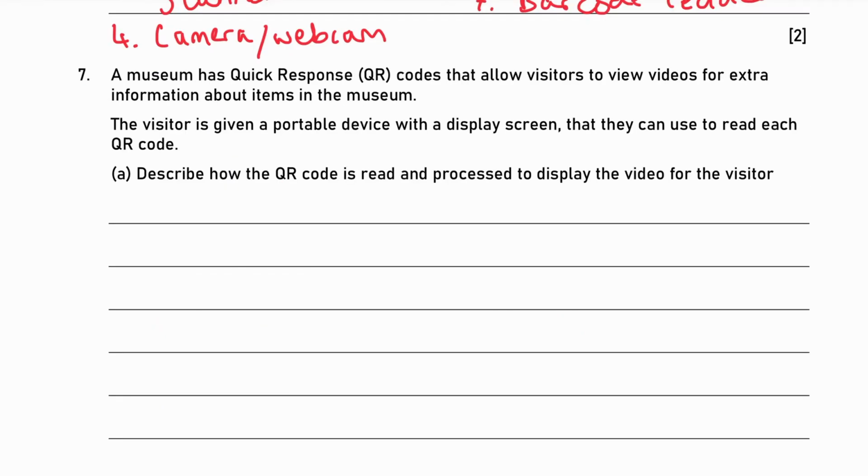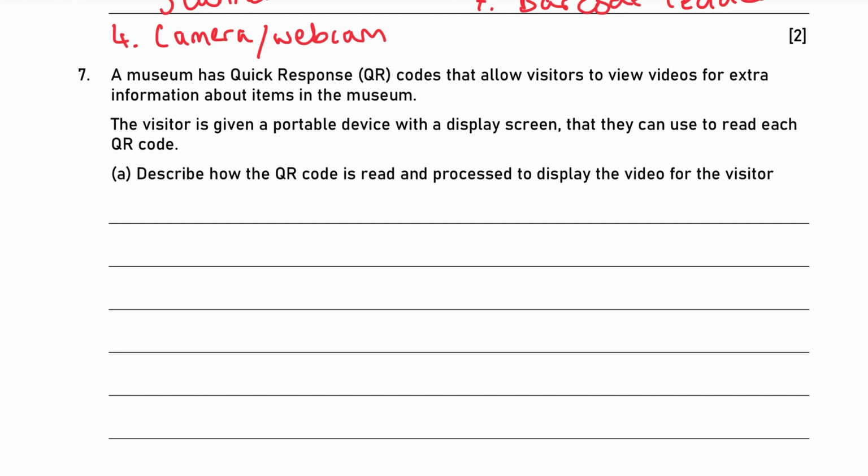Question 7 is talking about a QR code reader, a quick response. So a QR code allows visitors to view videos for extra information about items in a museum. The visitor is given a portable device with a screen that they can use to read each QR code. Describe how the QR code is read and processed to display the video for the visitor.